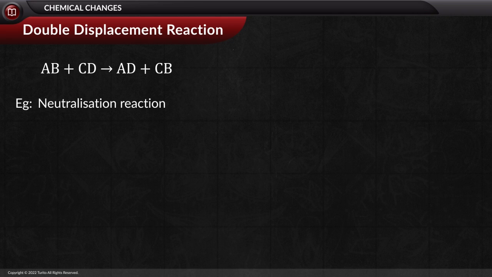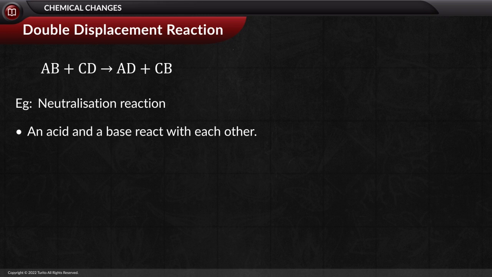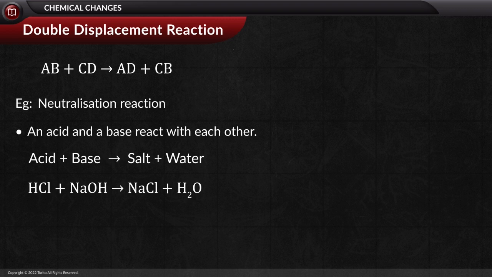Neutralization reaction. An acid and a base react with each other. Generally, the product of this reaction is salt and water. Acid plus base gives salt plus water. This can be seen when NaOH reacts with HCl to form water and salt.